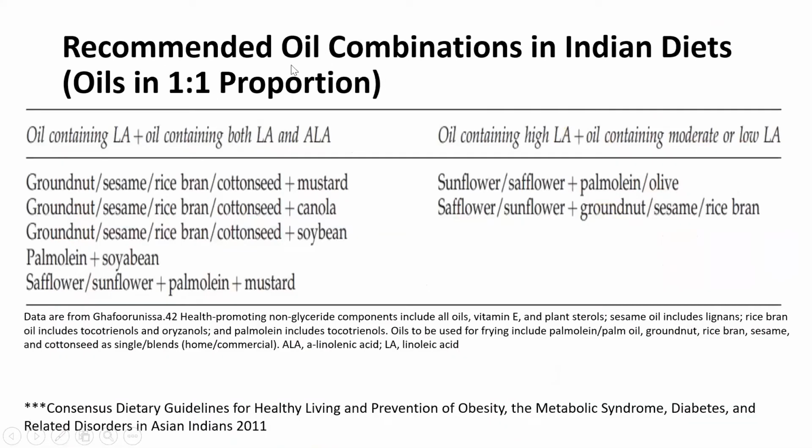This is the combination of oils in a 1:1 proportion, which we can advise to our patients. It is taken from the consensus dietary guidelines for healthy living and prevention of obesity, the metabolic syndrome, diabetes, and related disorders in Asian adult Indians, 2011.